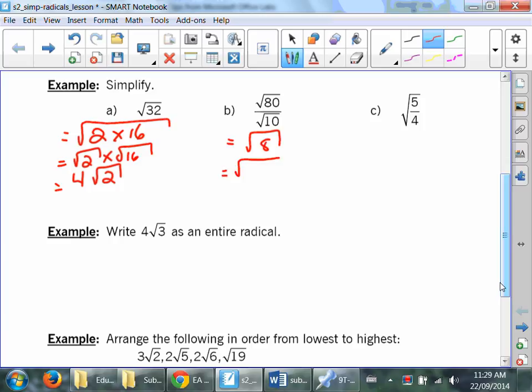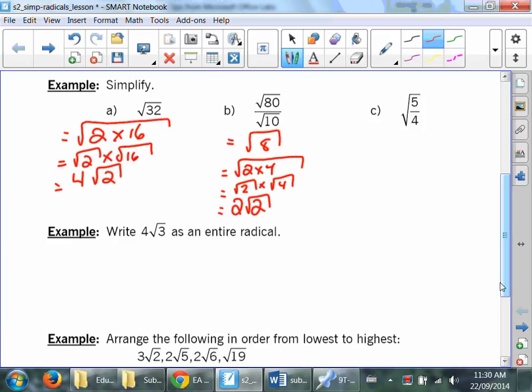And again, we're looking for two numbers that multiply to 8, where one of them is a perfect square. The only two numbers that multiply to 8 besides 1 and 8 are 2 and 4. 2 is not a perfect square, but 4 is. So it's the square root of 2 times the square root of 4. Square root of 4 is 2, so it's 2 times the root of 2. So the square root of 8 can be reduced to 2 root 2.